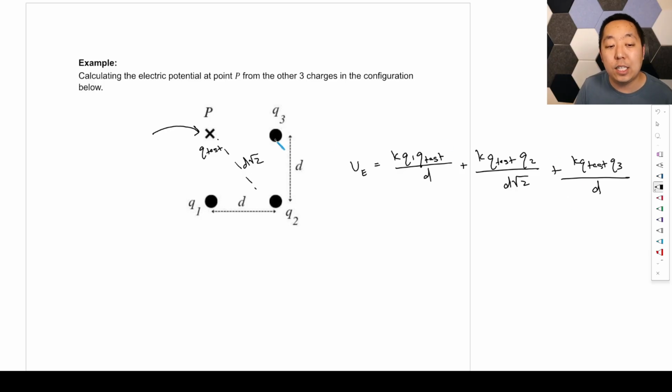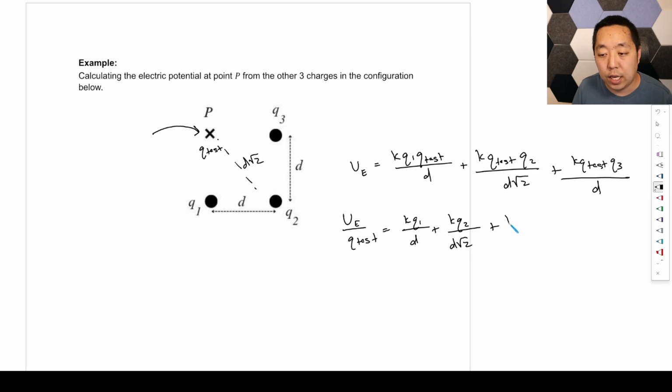Now, we're going to exclude the energy it took to form these charges, because we're really only talking about the energy related to bringing that q test into this space. Remember, potential is about the change in energy, so we are only interested in the potential energy due to this extra charge, because these pairs aren't going to change if we move the q test around. Notice they all have q test, so if we do U_E over q test and factor out the q test, it's going to be kq1 over d plus kq2 over d root 2 plus kq3 over d. And that gives you the potential at this location.